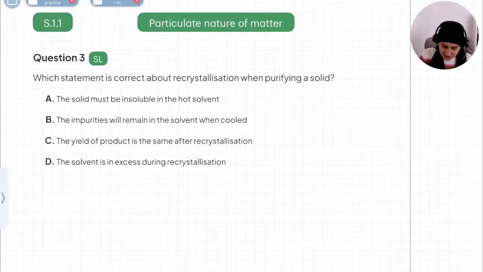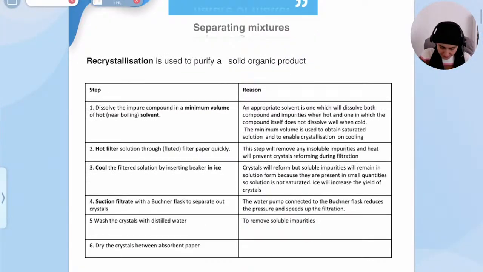Question 3. Which statement is correct about recrystallization when purifying a solid? Recrystallization is, I think, a new thing in the IB syllabus, where they want you to know different methods to separate mixtures. Recrystallization is one of them. So let's quickly go over it.